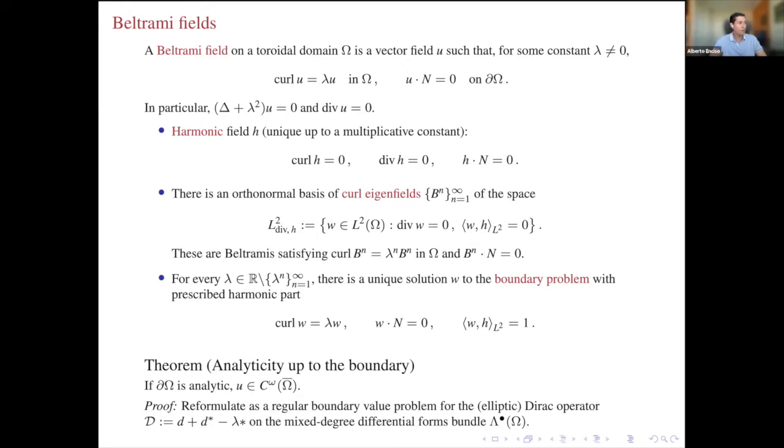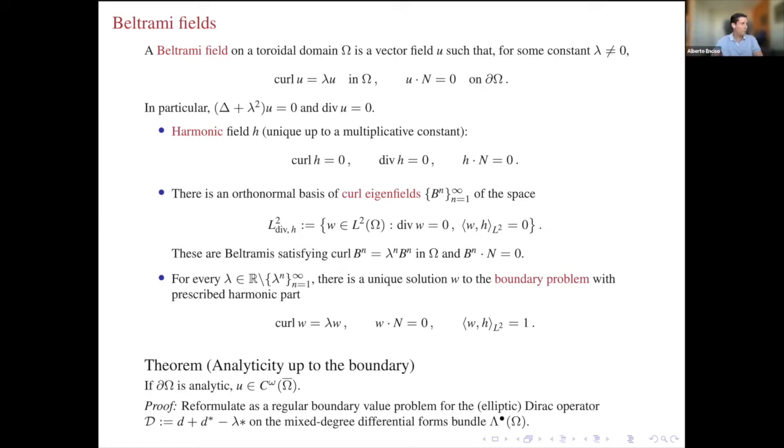More Beltrami fields are obtained if you notice that the curl operator is actually self-adjoint in a dense domain in this space, the space of L2 fields that are divergence-free in the sense of distributions and L2 orthogonal to the harmonic field. In that space, curl is self-adjoint, so you actually get an orthonormal basis of this space, which consists of Beltrami fields. So that's a lot of Beltrami fields.